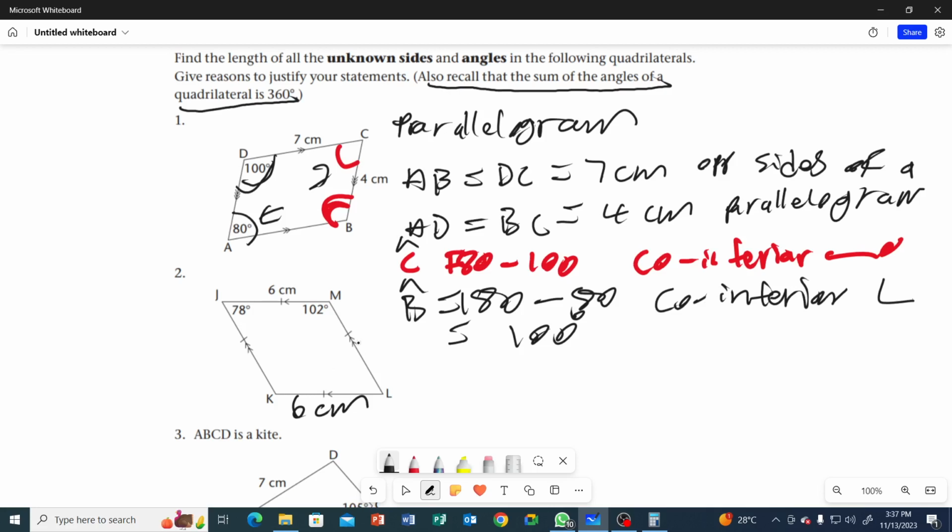Okay, for the reason, you use the previous reasons: sum of interior angles add up to 180 degrees. Or you can use opposite angles of a parallelogram. It's also valid.